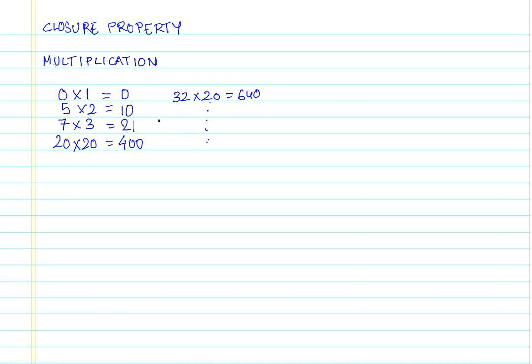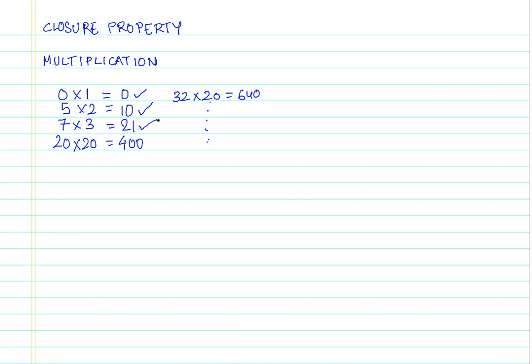We can keep on multiplying two numbers. And now let's have a look at the results here. So we see that when I multiply 0 by 1, these two are whole numbers. If you see, the operations are all done on the whole numbers. And let's see now what is the result. The result of this multiplication is 0, which is a whole number. Then the result of this multiplication is 10, which is a whole number.